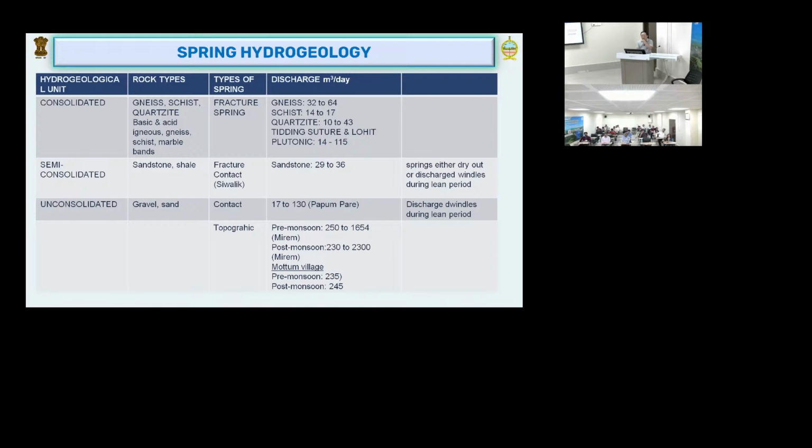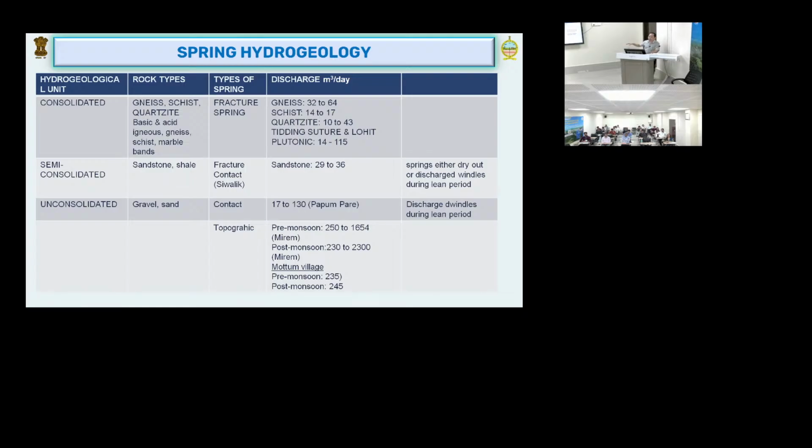So when we look at spring hydrogeology in consolidated formations, the rock types are mainly gneiss, schist, quartzite, and some basic and acid igneous rock. And the type of springs in this formation is mainly fracture type, and the discharge, as I've mentioned in that slide, ranges from 32 to 64 meter cube per day for gneiss, schist, quartzite.